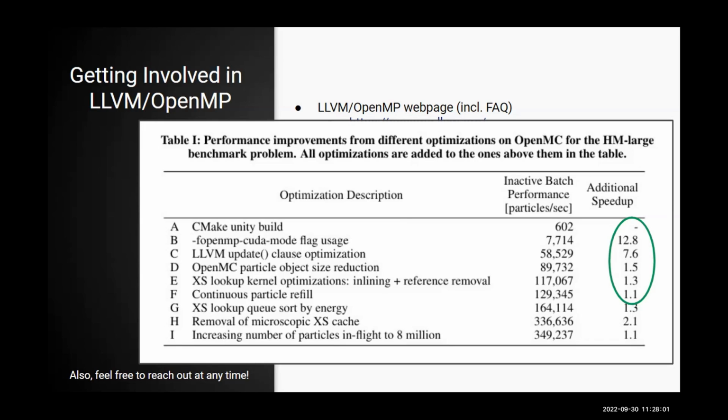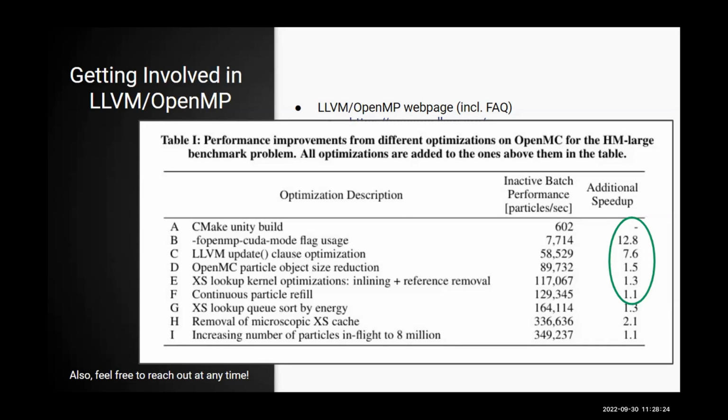And the CMake Unity build is basically what we used before we had device offload LTO. With offload LTO, we get the same speedup, but we don't have the same compile time explosion because we can do the LTO only on the device where we need it, not on the host where we don't need it.